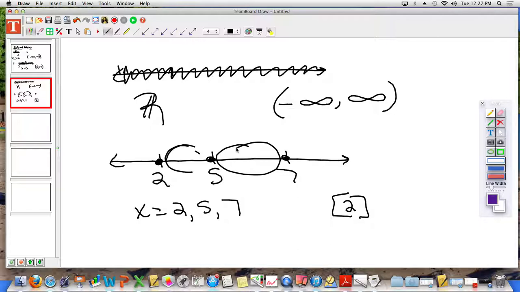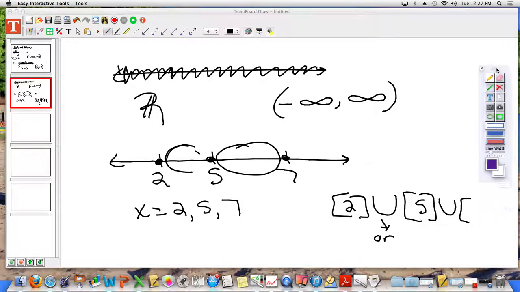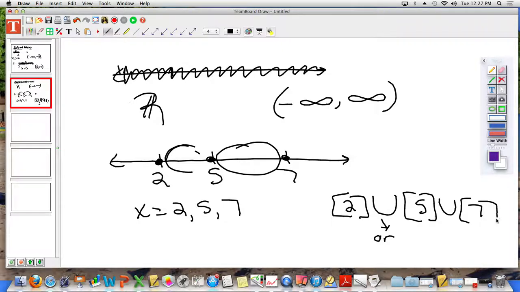Empty spaces mean or. This is the symbol for or. You do this. U. That means or. That U means or. Or it's 5. So we do bracket 5. Or, so what do I write for or? A U. Bracket 7 bracket. 2 or 5 or 7.